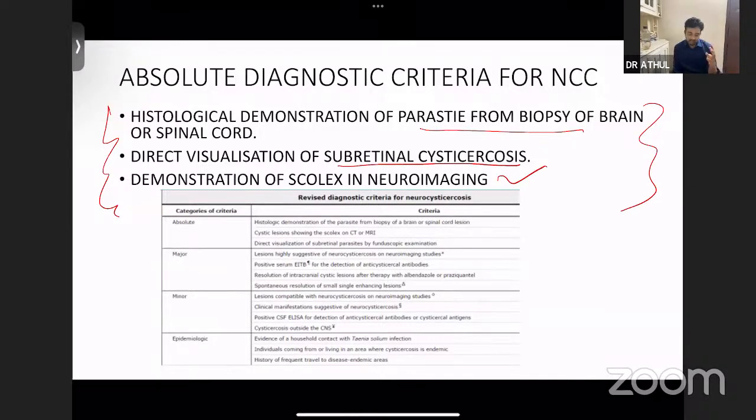So these are the three absolute criteria. Then there are major and minor criteria like this. Last time they asked about the absolute diagnostic criteria of neurocysticercosis. So you should read and understand. If you want to make the diagnosis, you should see an MRI image with the scolex, and also you should get a biopsy-proven sample, or you should see subretinal cysticercosis. These are the three essential criteria.